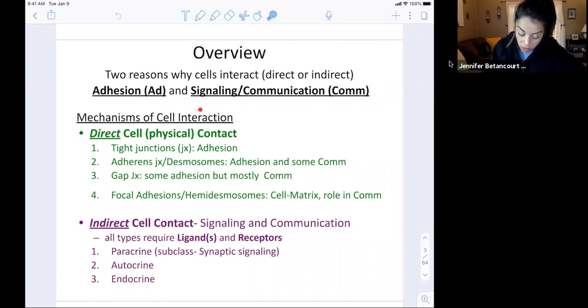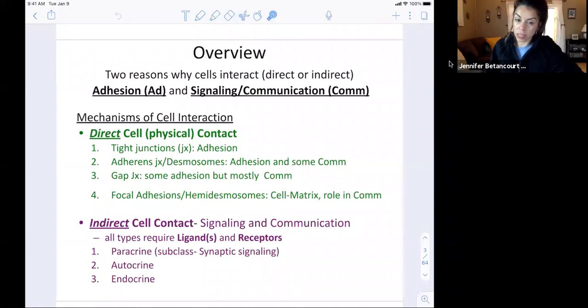So there's two types of interaction. There's interaction where the cells are physically touching, physical contact. This is called direct cell contact. And there's different types of direct cell contact, and we're going to go through each of them. There's something called tight junctions, adherens junctions, gap junctions, and then finally these things called focal adhesions.